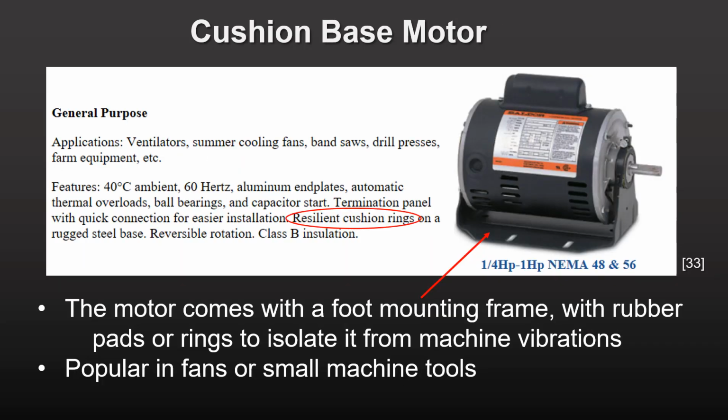A cushion-based motor is used for machines with very high vibrations, where you are concerned that the vibrations will damage the motor over time.